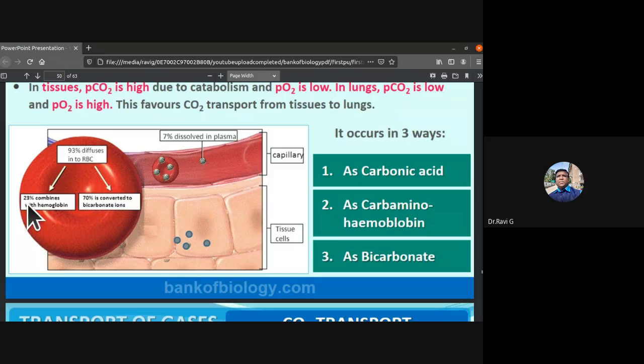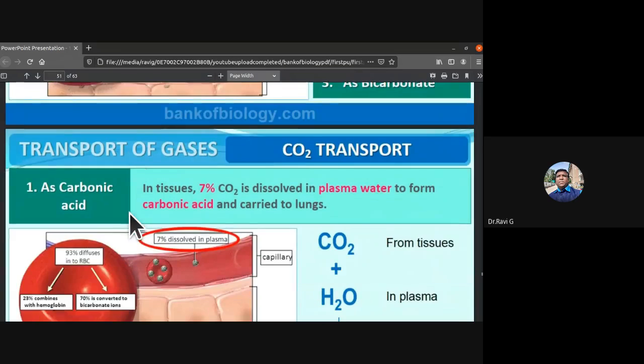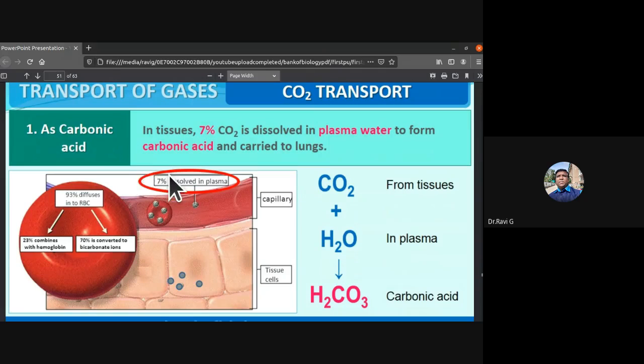23% of carbon dioxide combines with hemoglobin to form carbaminohemoglobin. 70% of carbon dioxide is converted to bicarbonate ions, and they diffuse into the RBC and are carried through the RBC as bicarbonate ions. So as carbonic acid, let us first discuss.